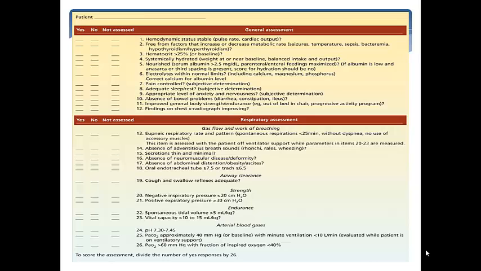Number 10 is absence of bowel problems, improved general body strength or endurance, findings on chest X-ray improving, respiratory rate and pattern, absence of adventitious breath sounds, secretions thin and minimal, absence of neuromuscular disease or deformity, absence of abdominal distension, obesity, or ascites, oral endotracheal tube, cough and swallow reflexes adequate, negative inspiratory pressure less than 20, positive expiratory pressure greater than 30, spontaneous tidal volume greater than 5, vital capacity greater than 5 to 15, pH 7.3 to 7.45, PaCO2 approximately 40 with minute ventilation less than 10, and PaCO2 greater than 60 with fraction of inspired oxygen less than 40.